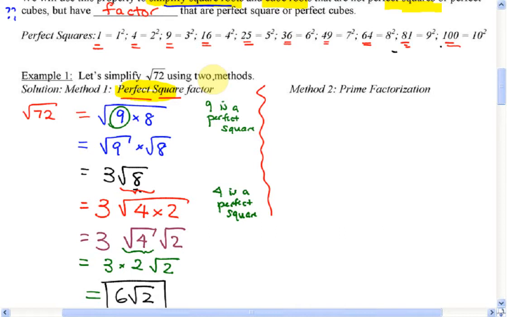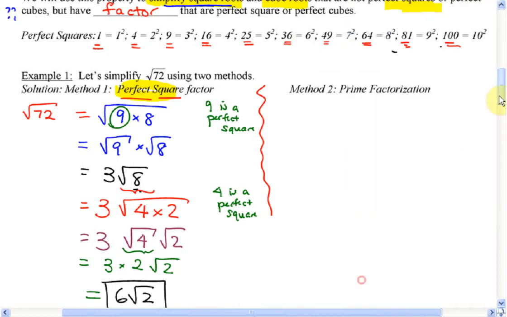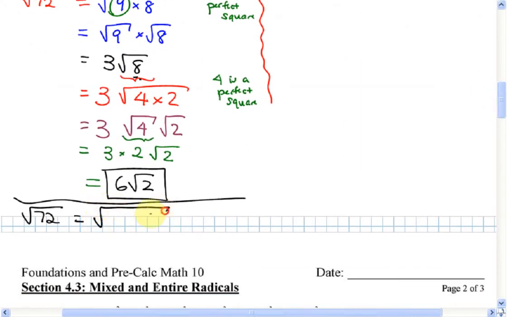Let's think. Does 16 go into 72? You can use your calculator if you wish. Does 72 divide by 16? Is that a nice number? Oh, no. Okay. So it's not 16. Let's try 25. 72 divided by 25. Is that a nice number? Oh, no. Next one. 72 divided by 36. Yes. So if you wanted to do this easier, what I'm going to ask you to do is rewrite this as 36 times 2. Try to find the highest perfect square factor.